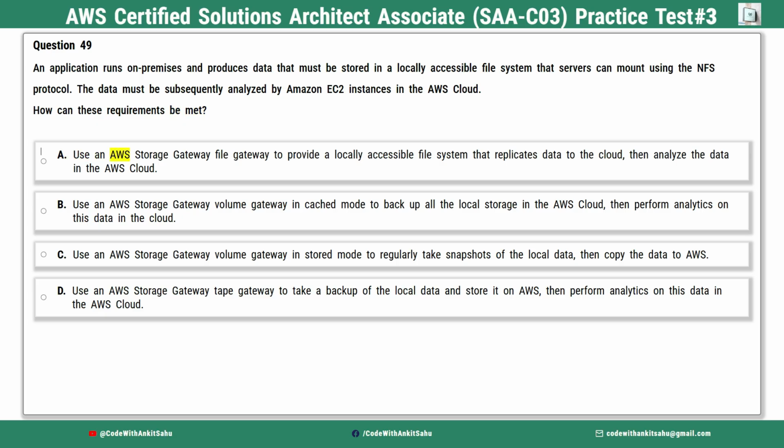Option A. Use an AWS Storage Gateway file gateway to provide a locally accessible file system that replicates data to the cloud, then analyze the data in the AWS cloud. Option B. Use an AWS Storage Gateway volume gateway in cached mode to back up all the local storage in the AWS cloud, then perform analytics on this data in the cloud. Option C. Use an AWS Storage Gateway volume gateway in stored mode to regularly take snapshots of the local data, then copy the data to AWS. Option D. Use an AWS Storage Gateway tape gateway to take a backup of the local data and store it on AWS, then perform analytics on this data in the AWS cloud.